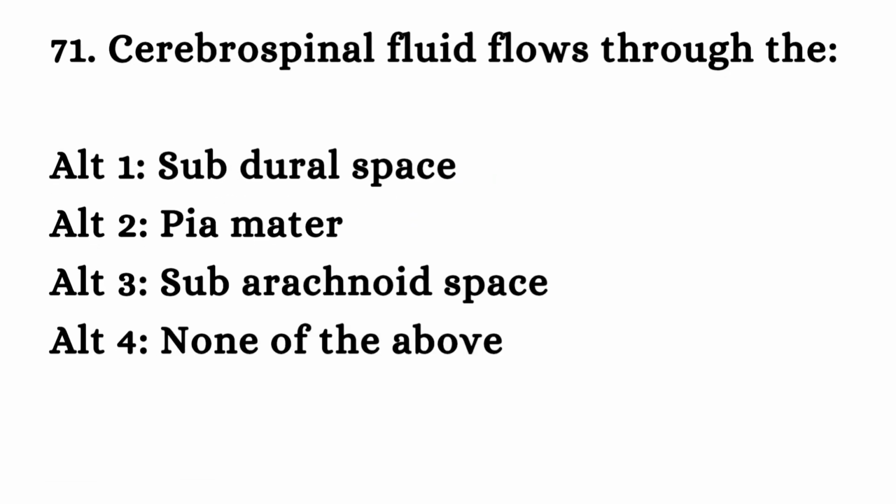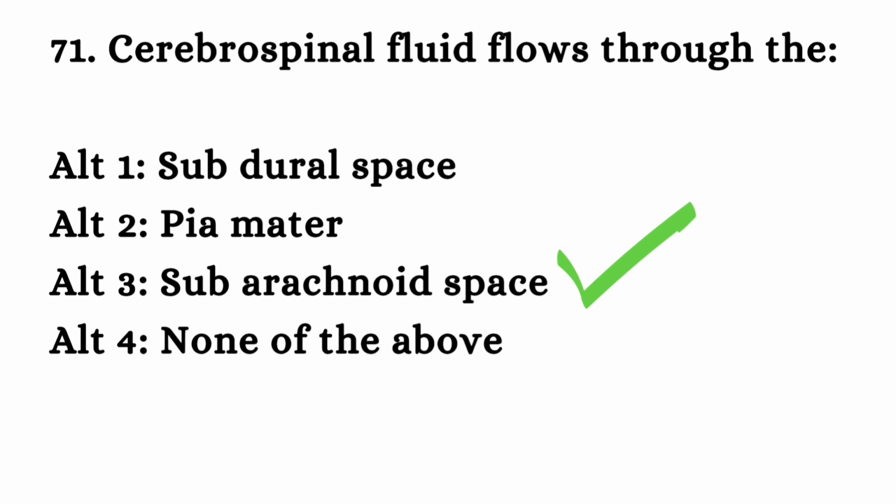Next one, cerebrospinal fluid flows through option 1, subdural space, option 2, pia mater, option 3, subarachnoid space, option 4, none of the above. The right answer is option 3, subarachnoid space. CSF is flowing through the subarachnoid space of the brain and spinal cord.